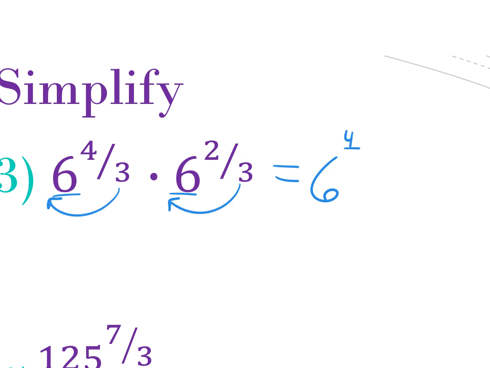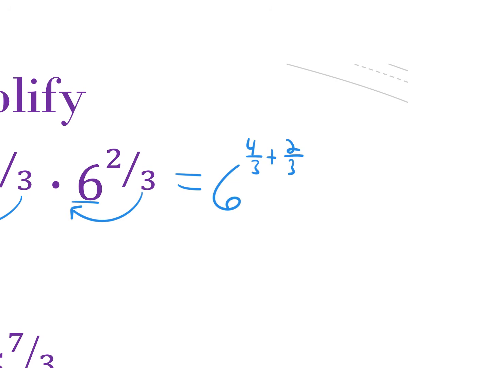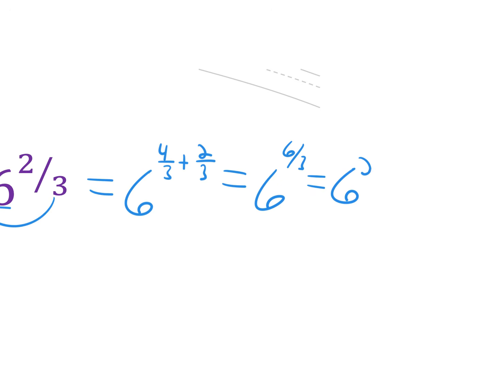So we get 6 to the 4 thirds plus 2 thirds. What does that get you? 6 thirds, which is what? 2. 6 to the 2nd power is what? 36. Super easy. See how you maybe would have had a hard time if you had done the cube root of 6 to the 4th? Yeah. The cube root of 6 to the second. Yeah.